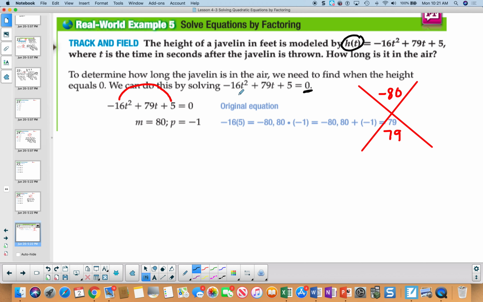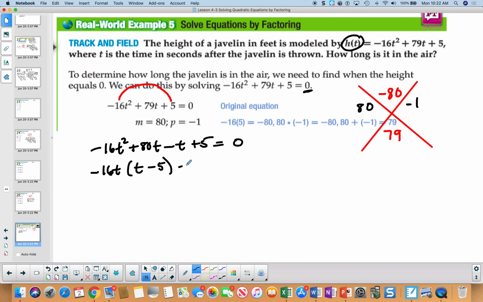Okay, so we're going to multiply these two, and that's negative 80, and it has to add up to this one. So I can tell that I'm going to have to use the numbers 80 and 1, and I'm going to want a positive number, so I'm going to have to make that the negative. So now this is going to be negative 16t squared plus 80t minus t plus 5 is equal to 0. We can take a negative 16t out, and that'll be t minus 5, and then we can factor out a negative 1, t minus 5 equals 0.